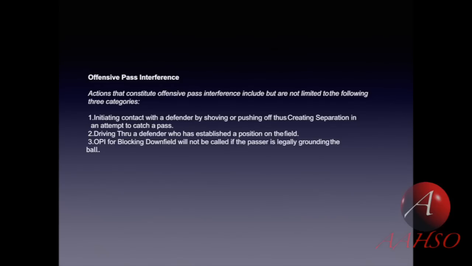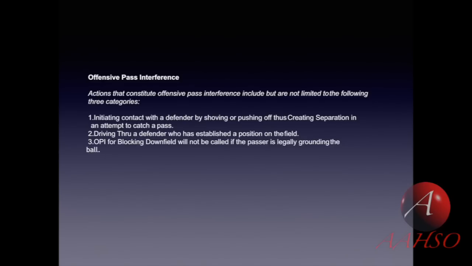Let's look at something we get to see even less frequently: categories of offensive pass interference. These are actions that constitute pass interference, and they're included but not limited to the following 3 categories. Same principle applies here. If you can put them in one of these categories, you're going to be fine. Initiating contact with the defender by shoving or pushing off, thus creating a separation in an attempt to catch a pass. Driving through a defender who has established a position on the field, and also OPI for just blocking downfield.